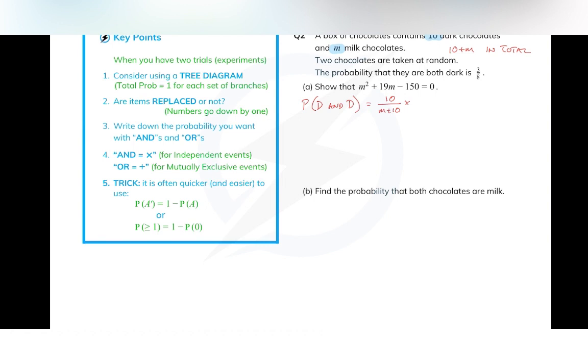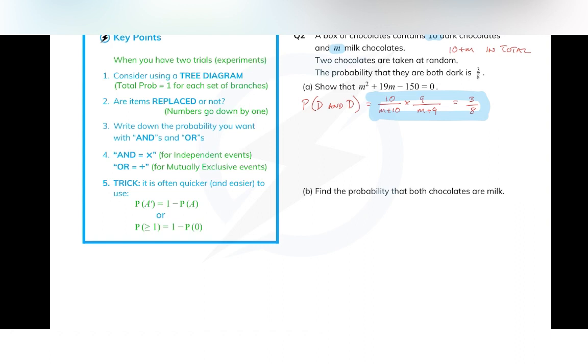another dark. Well, how many darks are left? Well, we've taken one out, so 10 has gone down to 9. This is the not replaced bit. And how many chocolates are there in total? Well, I had m plus 10, and if I've taken one chocolate out, that is, of course, m plus 9 left. Okay, so be very careful. The numbers have gone down by 1 on the top and the bottom. Okay, and we're told that that equals 3/8.